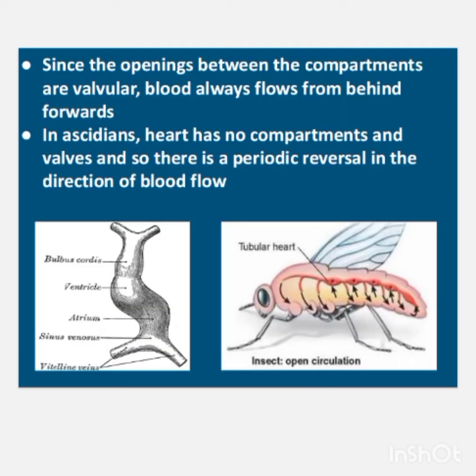Since the openings between the compartments are valvular, blood always flows from behind forwards. In ascidians, heart has no compartments and valves, and so there is a periodic reversal in the direction of blood flow.